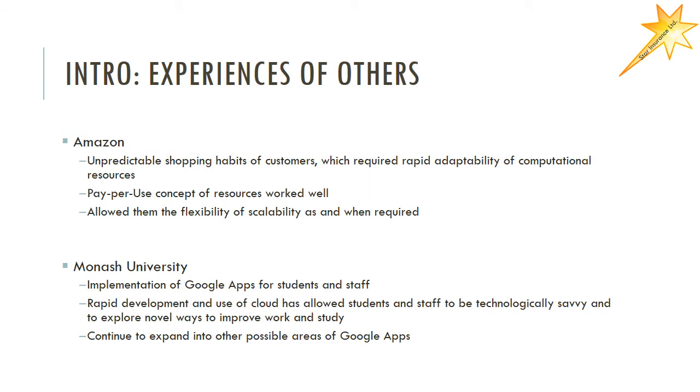Let me now share with you some of the experiences of other companies. Amazon.com was unable to predict their customers' shopping trends. This uncertain fluctuation in customer traffic required rapid adaptability of computational resources. And Amazon has utilized the cloud successfully with the pay-per-use concept, and it provided them the flexibility of scalability as and when required. Another organization, Monash University, has implemented the use of Google Apps for both students and staff.